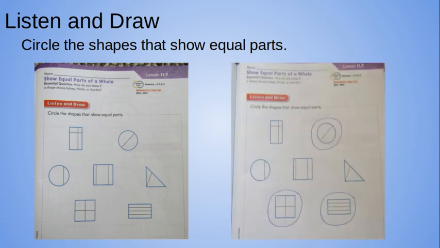You should have circled these three shapes. The circle has 2 equal parts or halves. The square has 4 equal parts or fourths. And the rectangle has 4 equal parts or fourths. Check your work over.